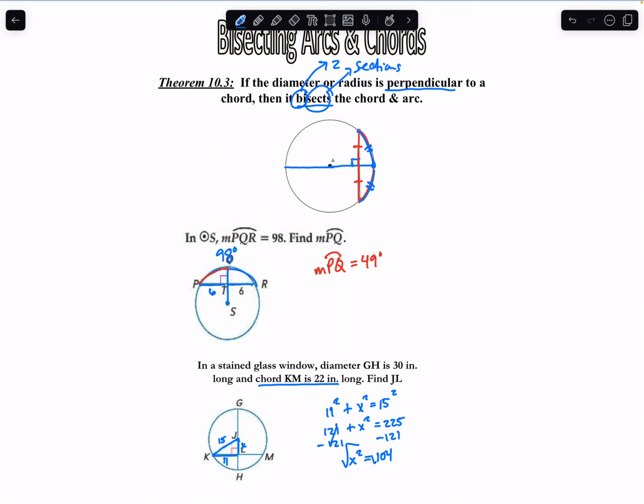We square root both sides to solve for x, and we can round this to the nearest tenth or the nearest hundredth, so we get the square root of 104, which is about 10.2 inches. I used what I knew about the chord and the diameter, and I drew a right triangle and I found the missing piece.